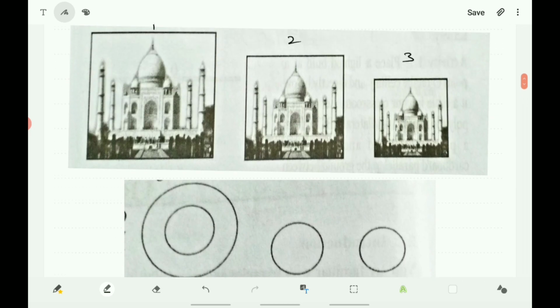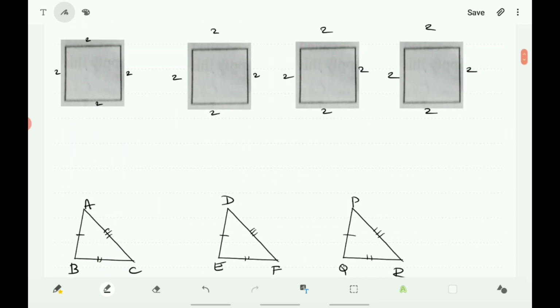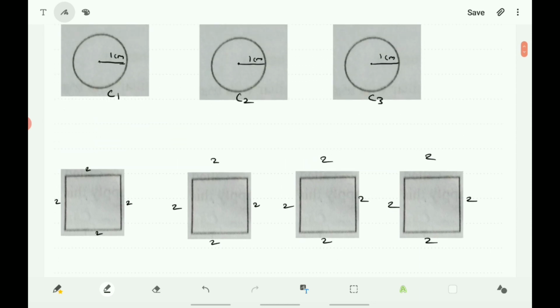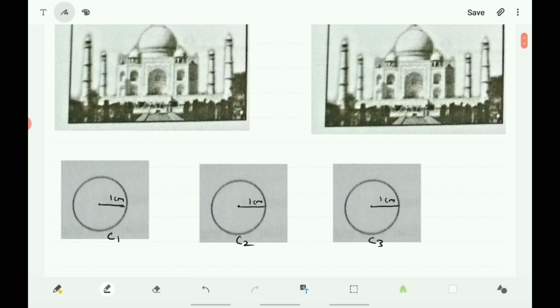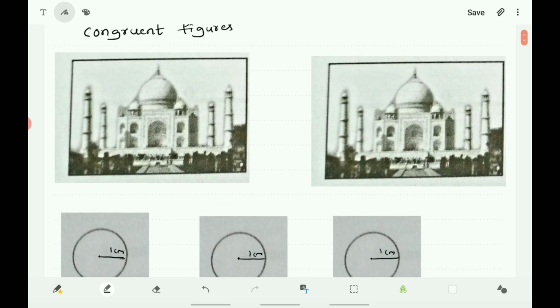And you know that in all the cases here, these are all congruent triangles, they are also similar. And here these are all congruent squares, they are also similar. These are congruent circles, they are also similar. Similarly, these two photographs are congruent figures and they are also similar.